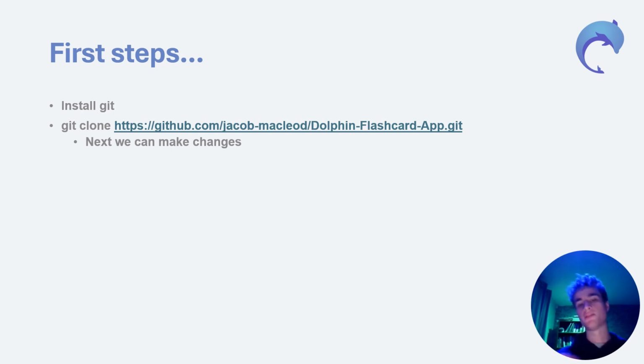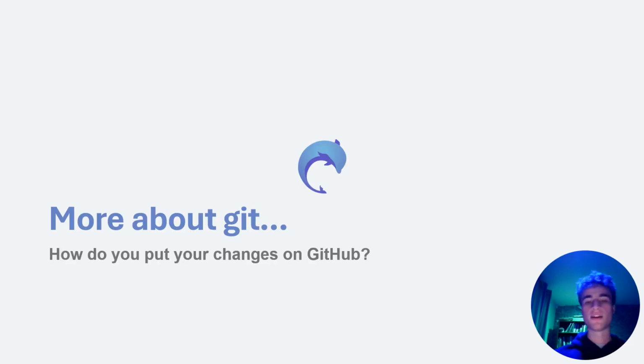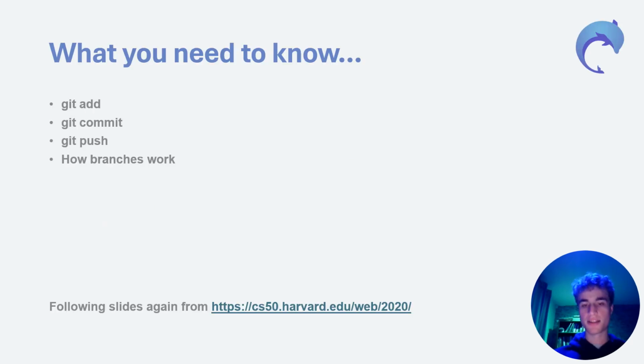And to make changes, you need to install React, which you can follow the guide you can see here. And then we next need to look at more about Git, because we've got the question, once we've made a change, how do we put it on GitHub?